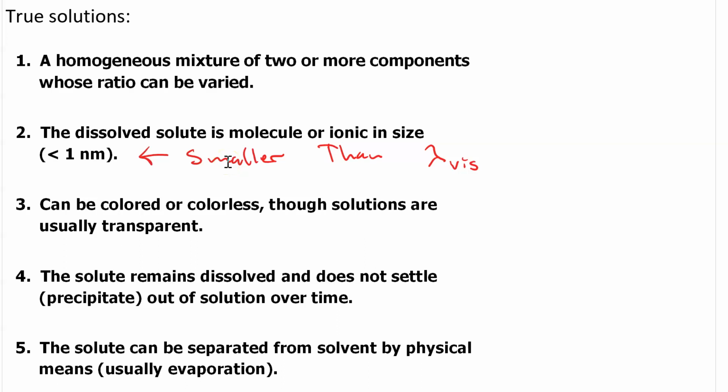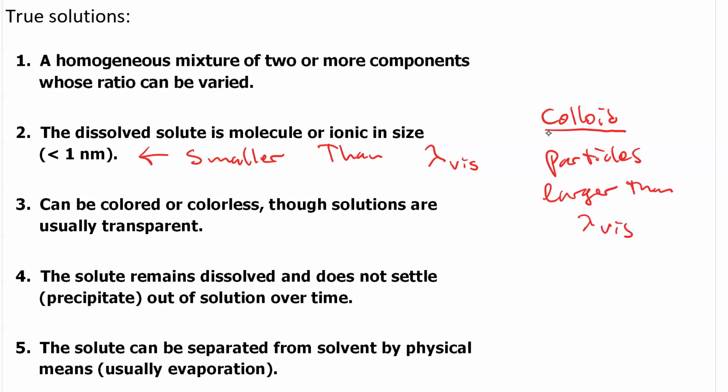If you have a mixture that doesn't settle over time, but has particles that are larger than the wavelength of visible light, but still pretty small, that's what's called a colloid. And because the particles are greater than the wavelength of visible light, you get scattering of visible light, and you end up with a milky appearance. Milk is an example of a colloid. It's got big bubbles of fat and protein in a sugar water solution, and that's why it appears white.